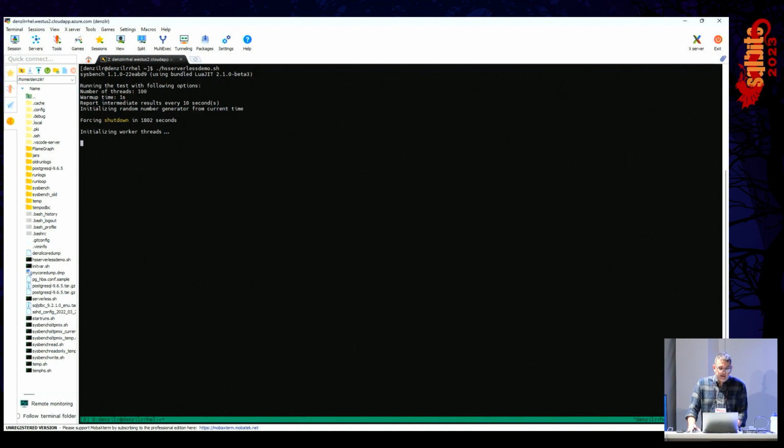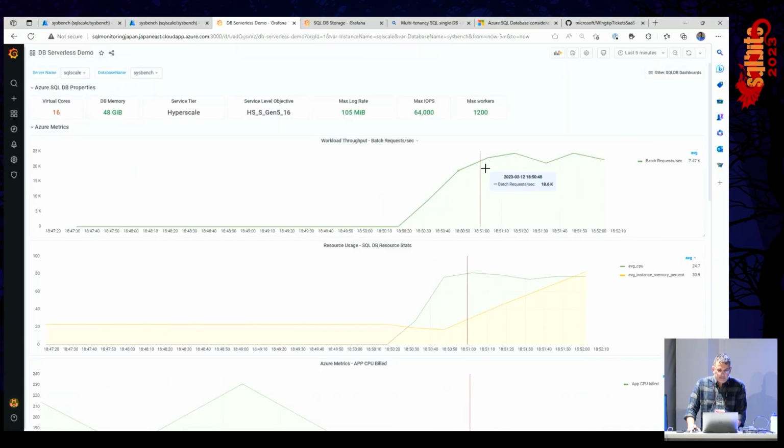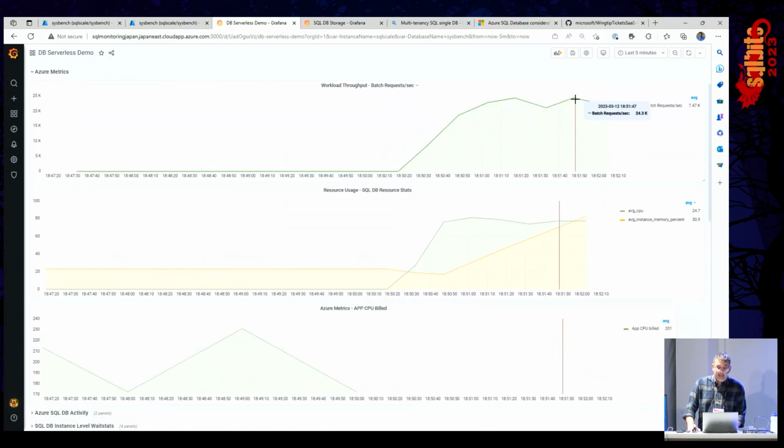We'll start a workload now to see some of the scaling aspects. So I started a workload for serverless. It has started right now, and we'll go and look at the metrics. We see batch requests is the top metric. You see HS_S, which indicates serverless. The max is 16 vCores. The max memory is 48 gigs. The max memory ratio, by the way, is a little less than provisioned. Batch requests here are 24,000 per second.